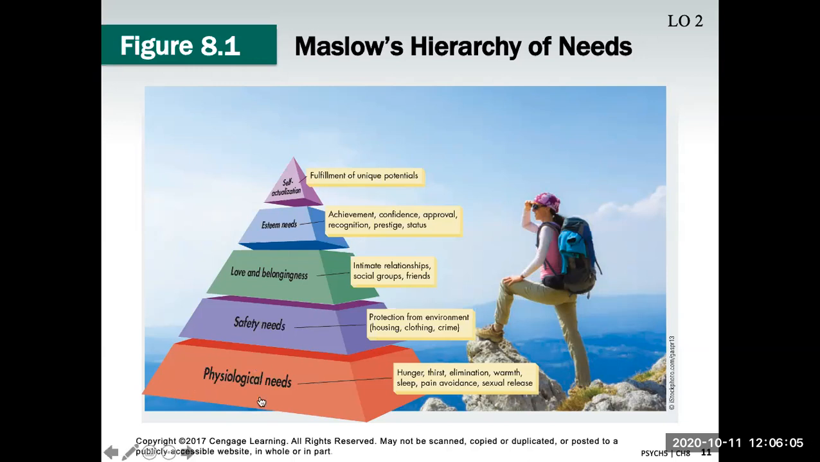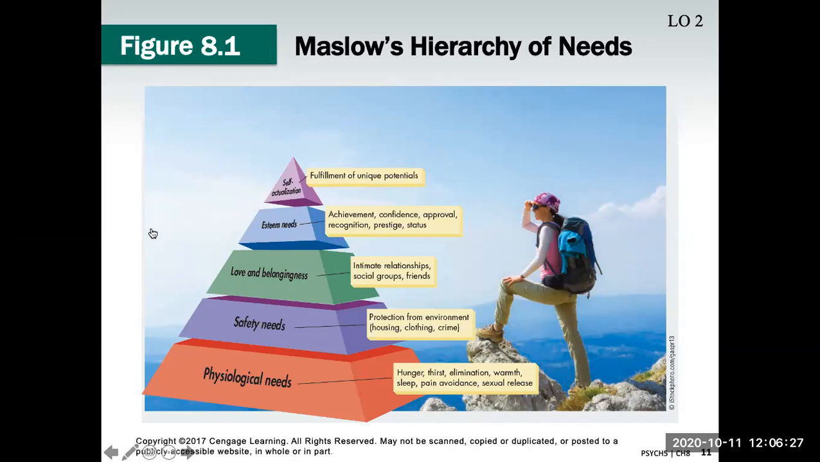I would argue that physiological needs and safety needs are always at the bottom, no matter where you live, but it gets very fuzzy when you get up here. I mean, there are certainly societies where achievement, approval, recognition, prestige, and status are much, much more important than love and belongingness.